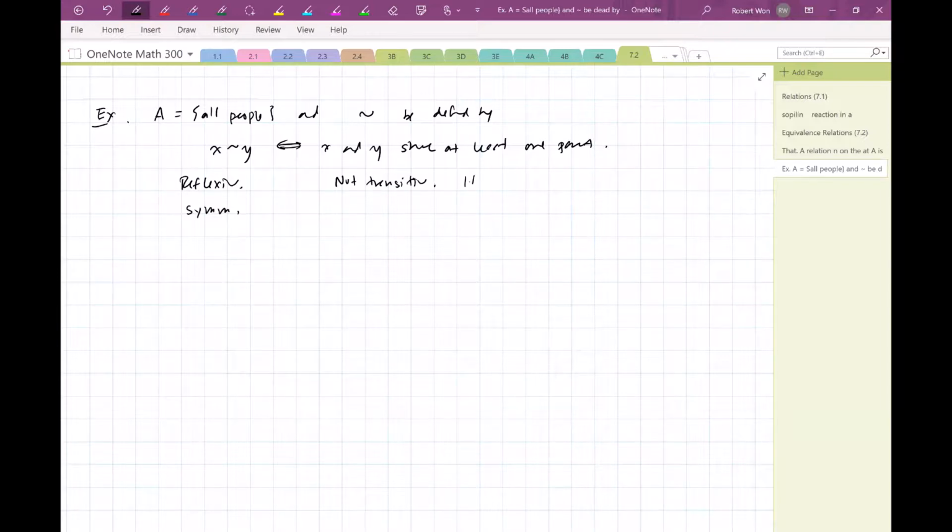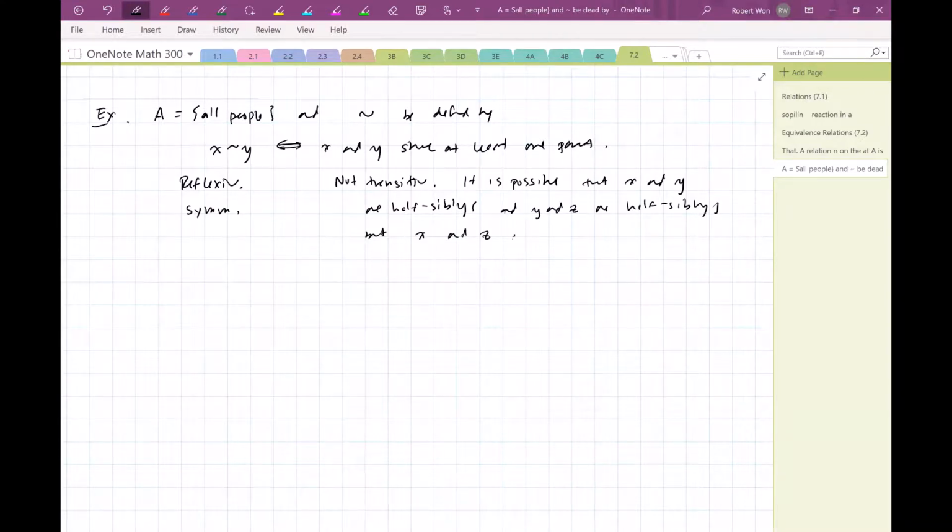Right? It's possible that x and y are half siblings, and y and z are half siblings, but x and z are not related. Not related by blood anyway. Maybe I should just say x and z share no parents. So this is a relation that's reflexive and symmetric, but not transitive.